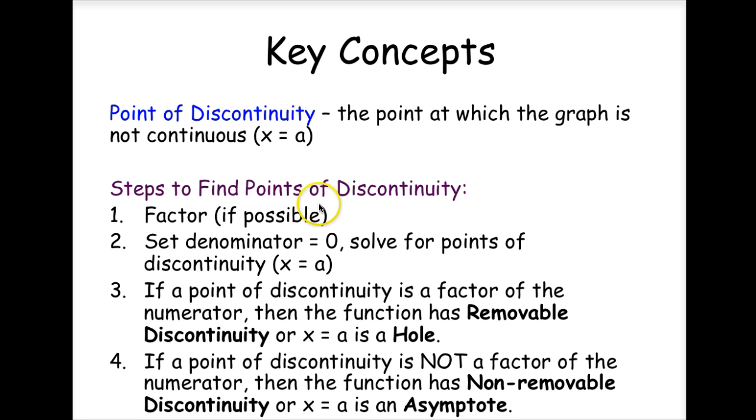There are steps to find points of discontinuity. First of all, you're going to factor if possible. Set the denominator equal to 0 and solve for points of discontinuity. If a point of discontinuity is a factor of the numerator, then the function has a removable discontinuity, or x equal a is a hole. If a point of discontinuity is not a factor of the numerator, then the function has non-removable discontinuity, or x equal a is an asymptote.